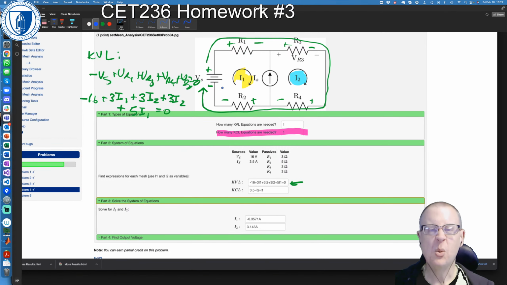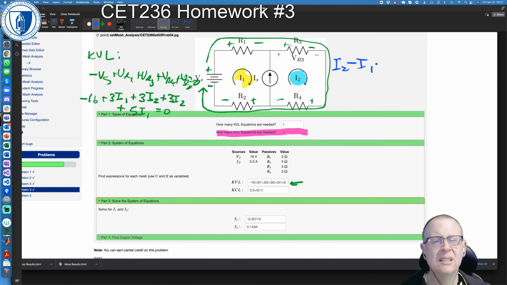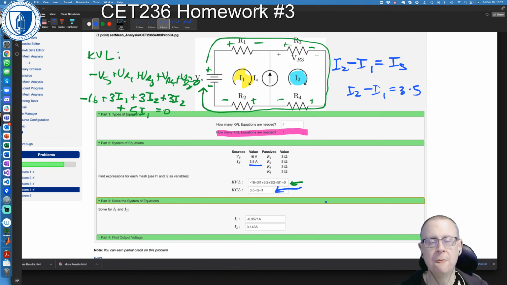And then the other one is the KCL, and here I have that I2 minus I1 equals IS, right? And we know that IS is 3.5 amps, so I2 minus I1 equals 3.5, and that's how I got that one.